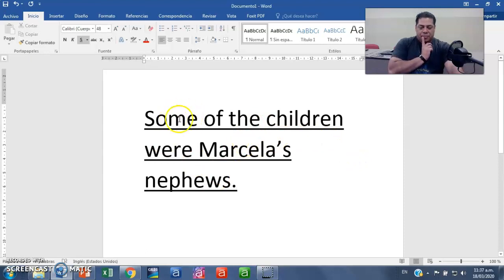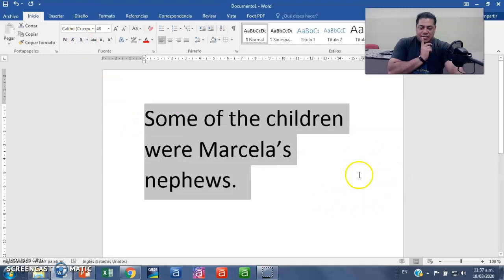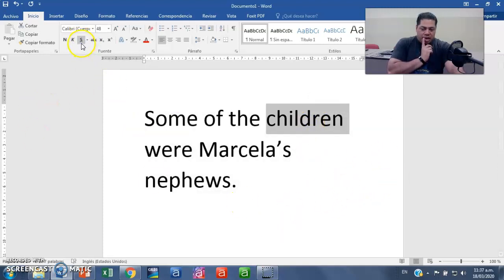Now, again, let's identify the nouns first. Oops, sorry, I have underlined everything. There we go. Children is a noun. I know it's a noun because it's plural. And I have a concept of children right here.